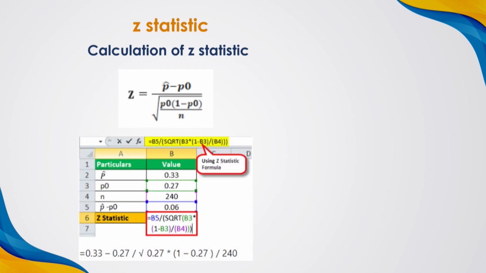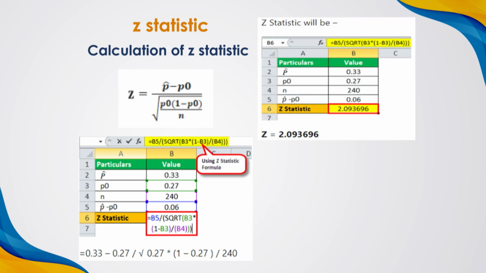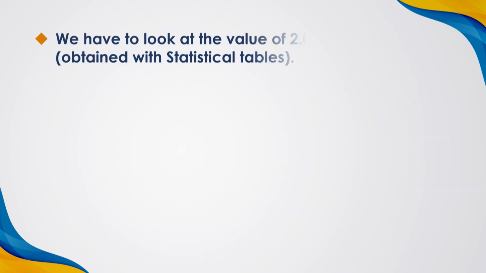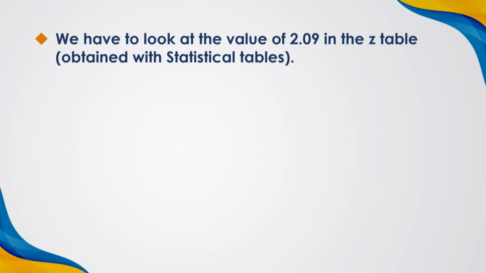After making the calculations, the simplified value becomes Z equals 2.09, and the p-value you have to compute from it. We have to look at the value of 2.09 in the Z table, which is obtained from the statistical tables. Of course, these are all the old methods of getting values from statistical tables. Now, statistical software takes care of that. You do not worry about that, my dear students.